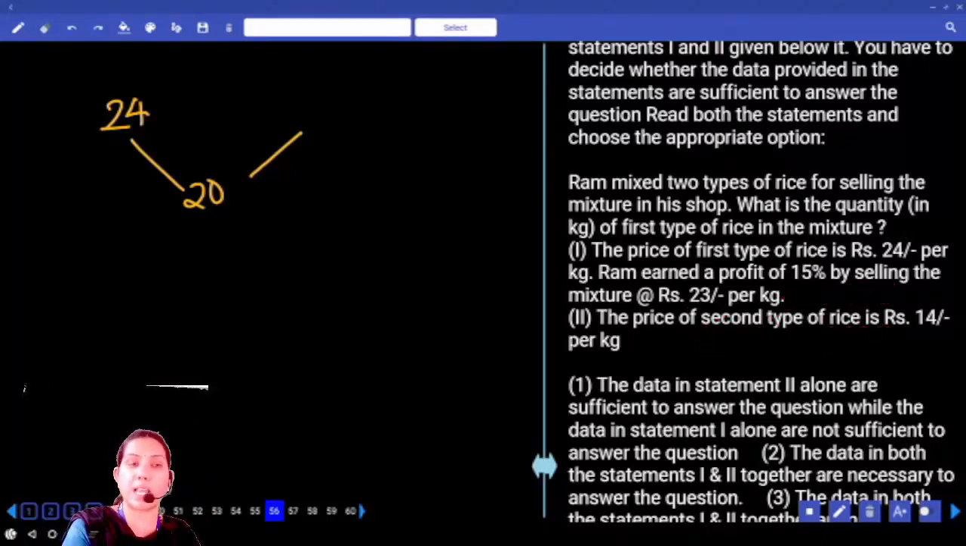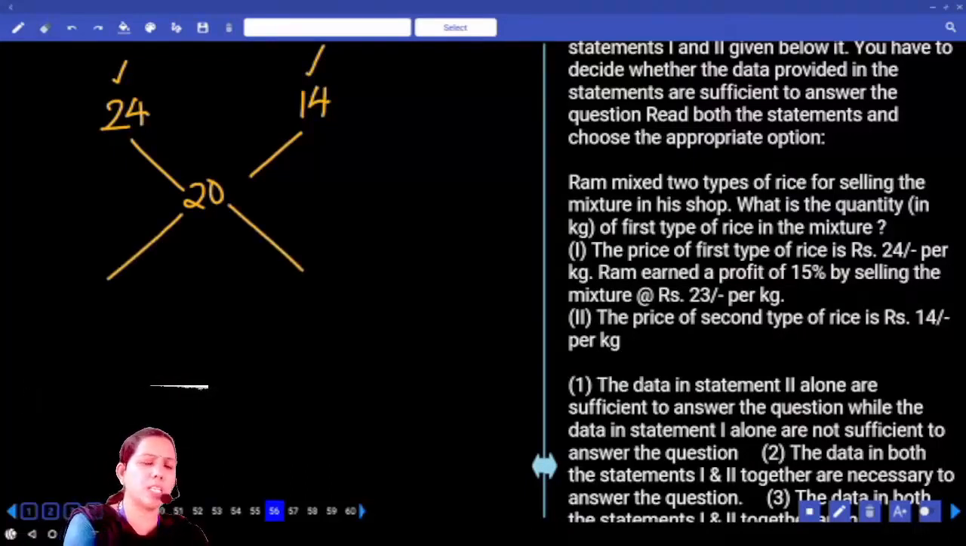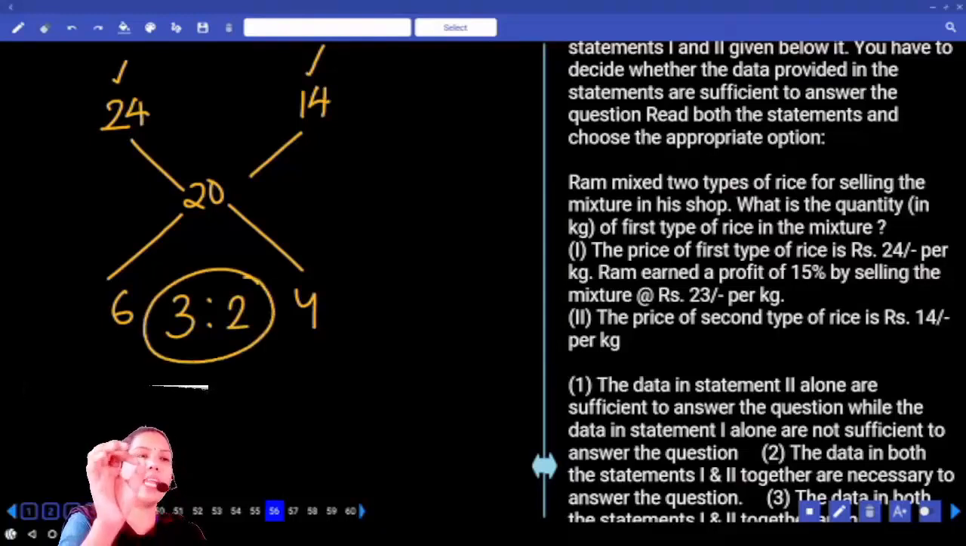What is second statement? The price of the second type of rice is how much? 14. What is 24? Cost price of the first type. What is 14? Cost price of the second type. And what is 20? Mixture cost price. What is difference between 24 and 20? 4. What is difference between 20 and 14? 6. So what is quantity ratio? 3:2. Finally, by using first and second statement, we can find only ratio between the first type and second type.